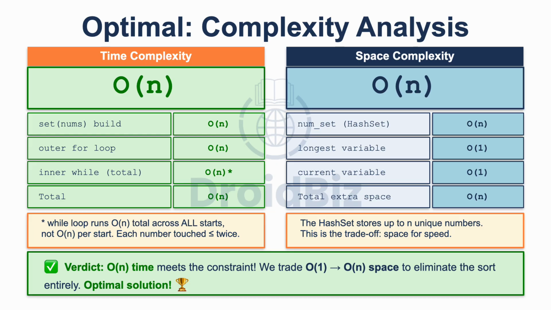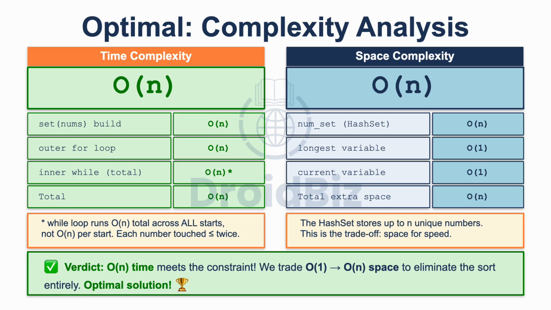Now, let us analyze the complexity of our optimal hash set solution. Starting with time complexity, building the set from nums takes big O of n. We visit each element once. The outer for loop also runs big O of n times, once per number in the set.